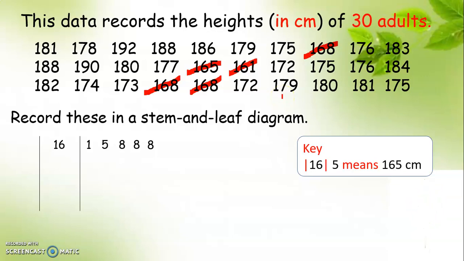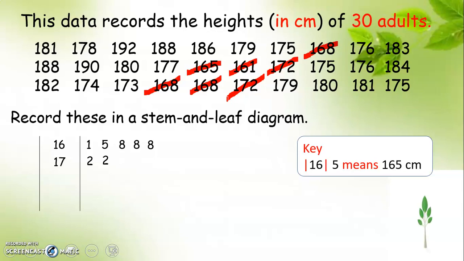After 16 comes 17. So we need to look for the data which starts with 17. The first one that we see is 172, the lowest. So we will just put the 2. Next to it is another 172 again, so we will put another 2. Remember, this is another data. Even though they are the same number, you need to put it, as it counts as data.